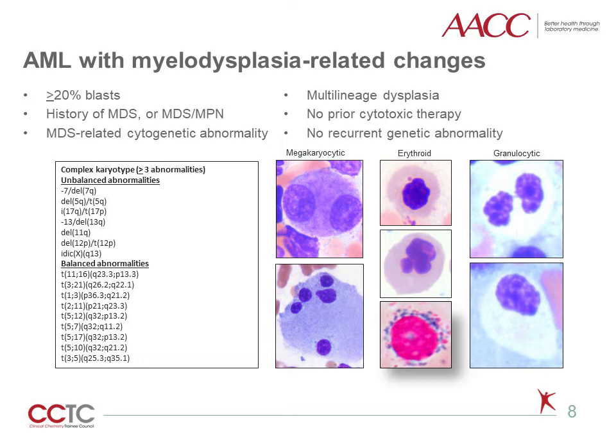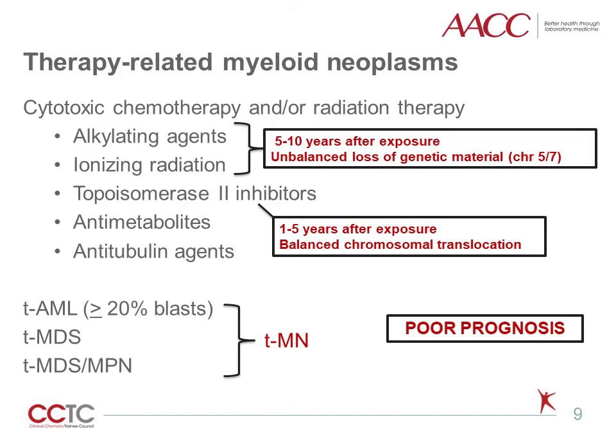Myeloid malignancies occurring as a late complication of cytotoxic chemotherapy and/or radiation therapy from a prior neoplastic or non-neoplastic process qualify as therapy-related myeloid neoplasms. Cytotoxic agents implicated in therapy-related myeloid neoplasms include alkylating agents, ionizing radiation to large fields of marrow, topoisomerase II inhibitors, certain antimetabolites, and antitubulin agents.